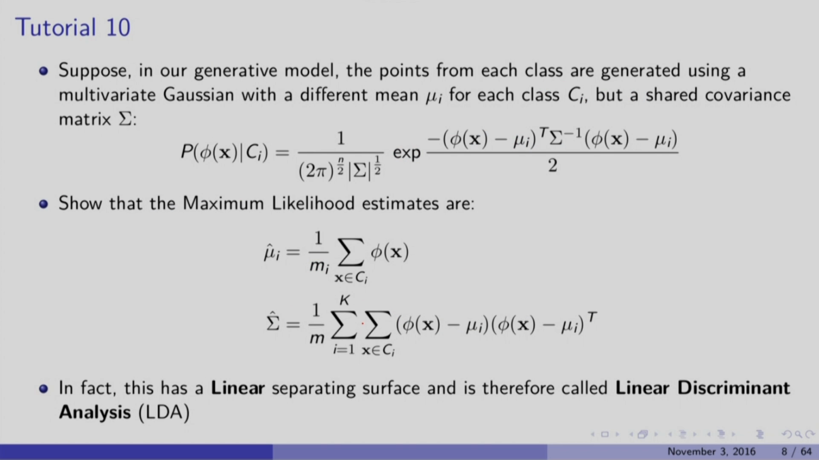As part of the tutorial, you could look at a very special case of Gaussian discriminant analysis where the covariance matrices are constrained to be shared. So you have a single shared covariance matrix. Well, what does this mean? You could have the following case.